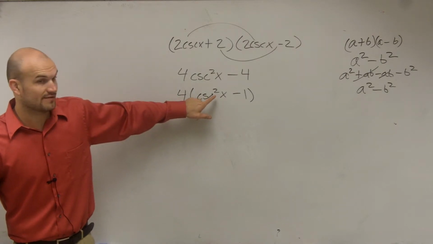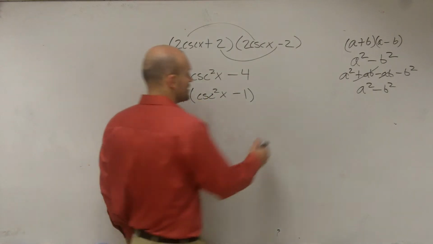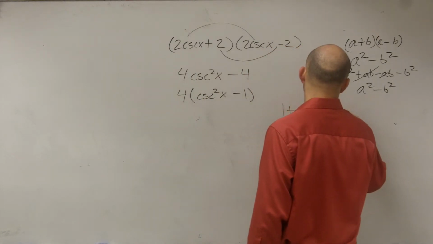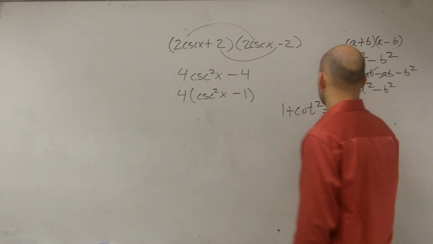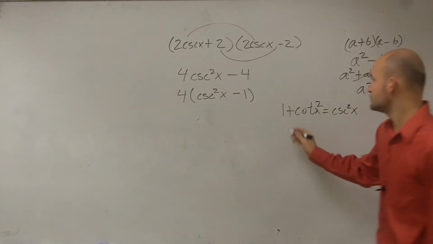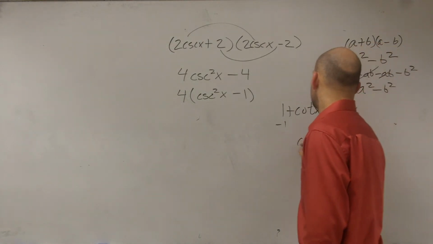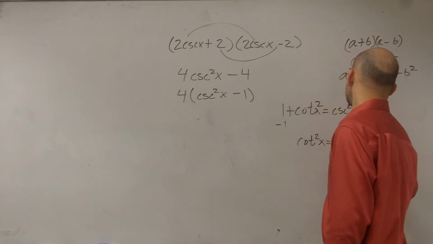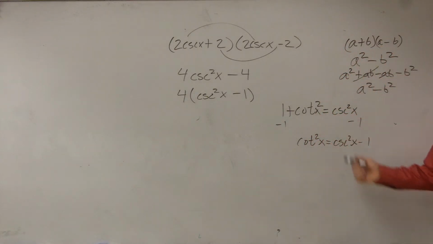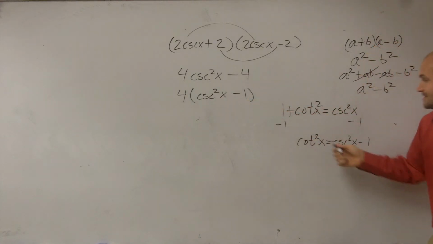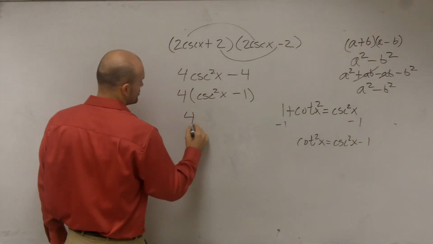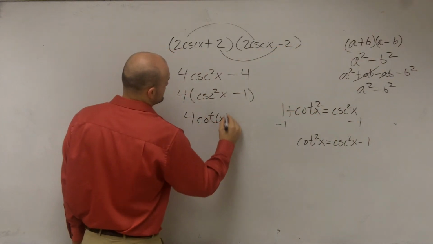Right, so let's look at it. So we have the cosecant squared. Let's remember at least what the Pythagorean identity is. 1 plus cotangent squared equals cosecant squared of x, right? So if you subtract 1 on both sides, you could say cotangent squared of x equals cosecant squared of x minus 1, right? So since cosecant squared of x minus 1 is equal to cotangent squared, I can plug in cotangent squared. So it'd be 4 cotangent squared of x.